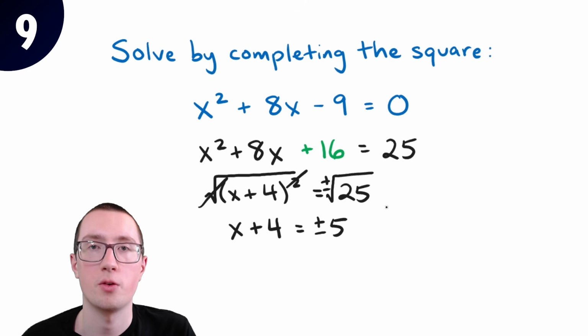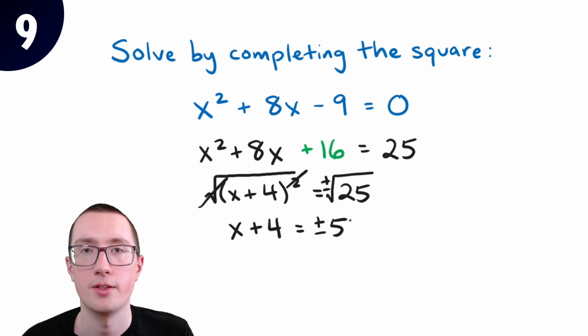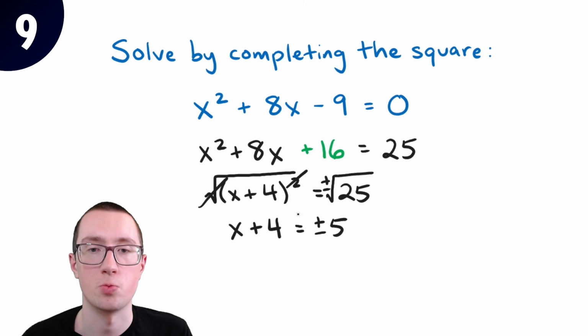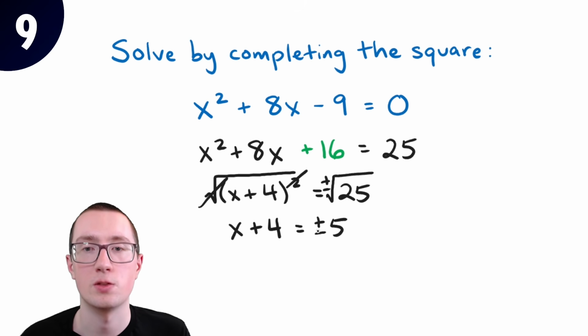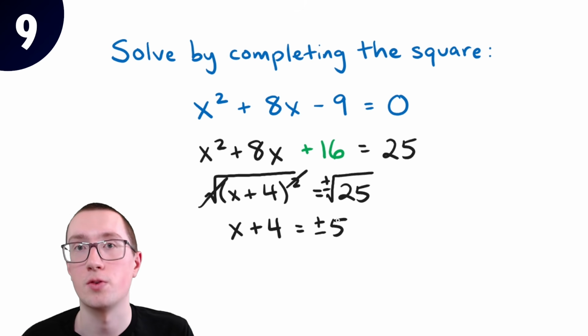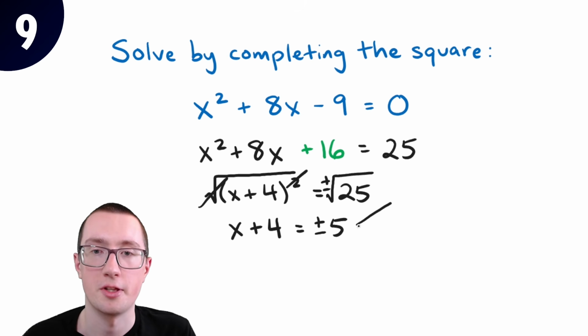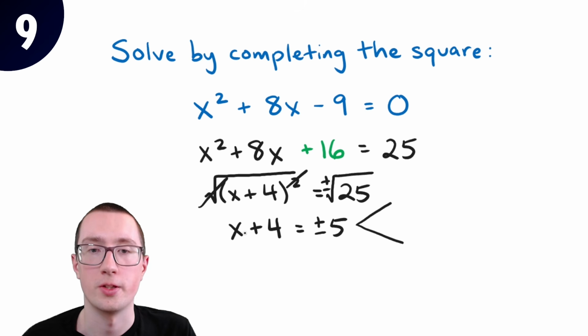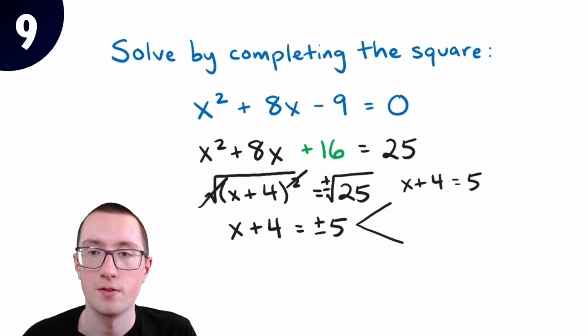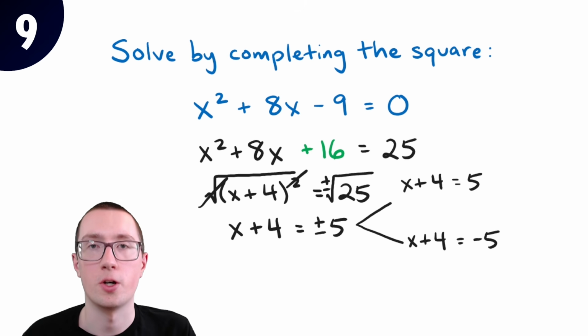And just like before, because we had two answers last time, this is also going to have two answers. We need to solve this for x as if it was plus 5 and then as if it was minus 5. So let's go ahead and split this up into two equations. On the top here, we're going to have x plus 4 equals 5. We're also going to solve x plus 4 equals negative 5. And we're going to find out what our two answers are.